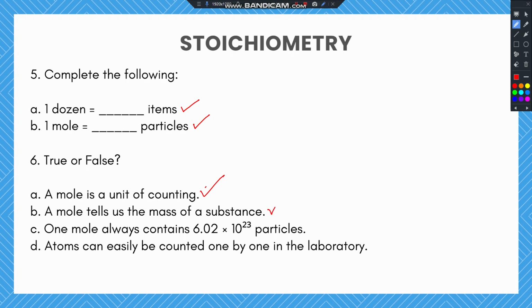Secondly, a mole tells us the mass of a substance. Is it true or is it false? Thirdly, 1 mole always contains 6.02 times 10 raised to the power of 23 particles. Is that true or false? Then lastly, atoms can easily be counted one by one in the lab. Is that true or is that false?